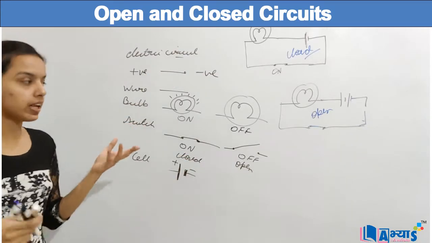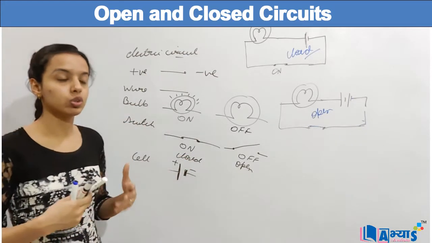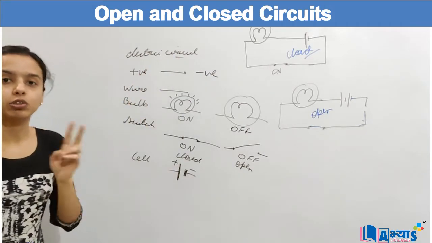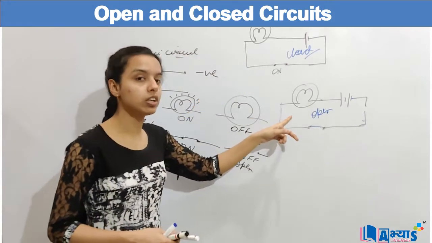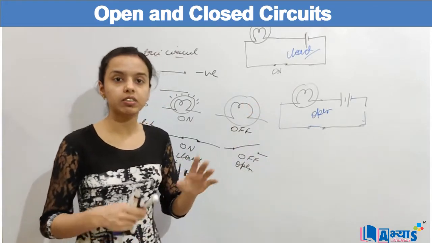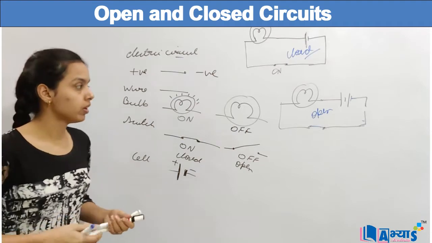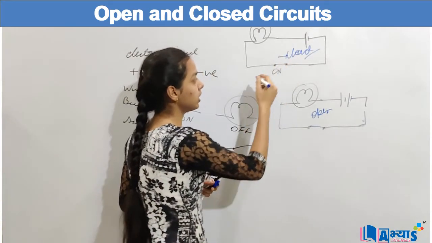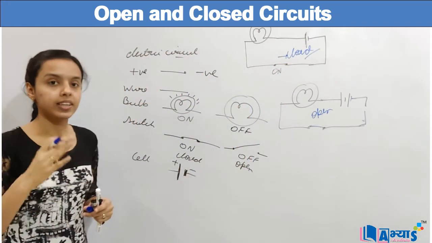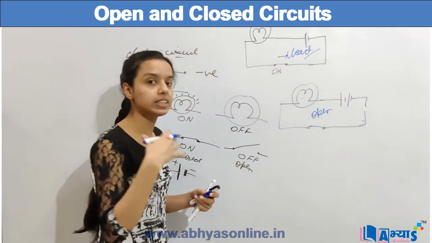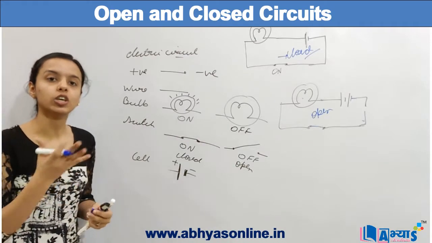All these are arranged using proper symbols in arrangements which are known as electric circuits. And a circuit is of two types, open and closed. In the closed circuit, the bulb glows and the switch is in the on position, that means the circuit is closed. And when the bulb is not glowing, the circuit is incomplete, and we say that it is in the open position.